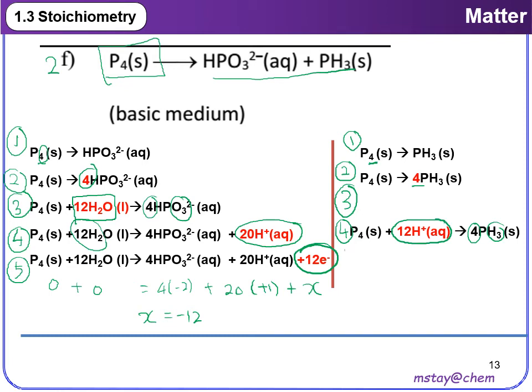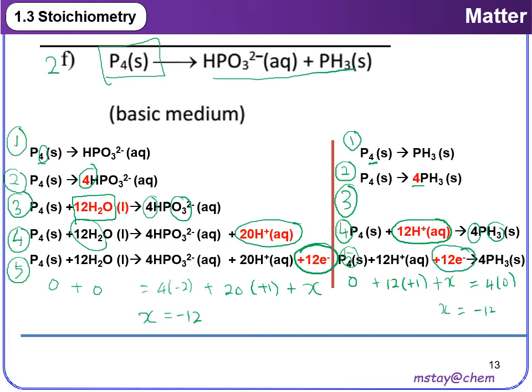Next, going to step number 5 where we need to balance the charge. So the charge here is 0 plus 12 times positive 1 equals 4 times 0. Again, left hand side is more positive, so I will put x here. So x equals negative 12. This is why in the second half equation, we also add 12 electrons to the equation.